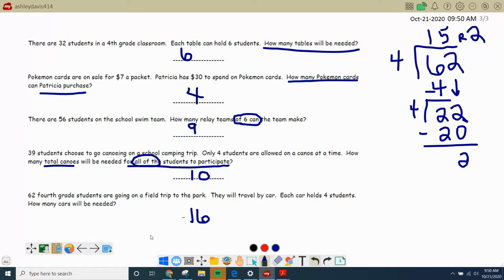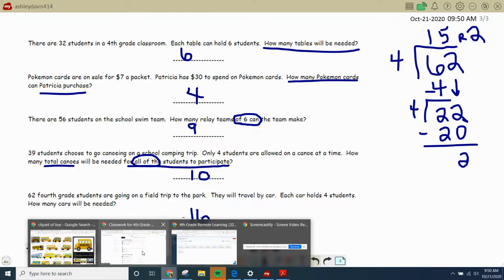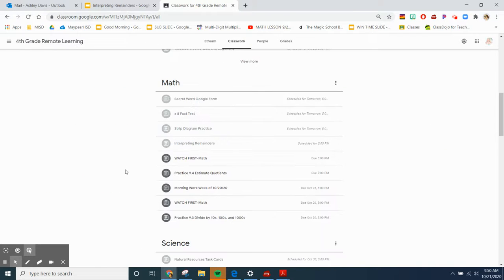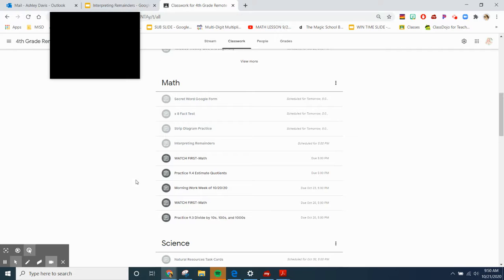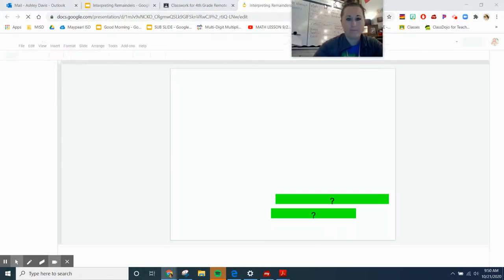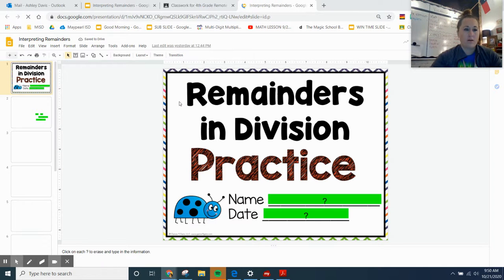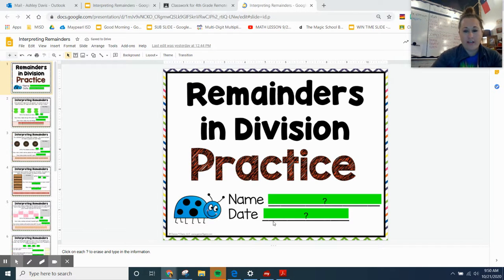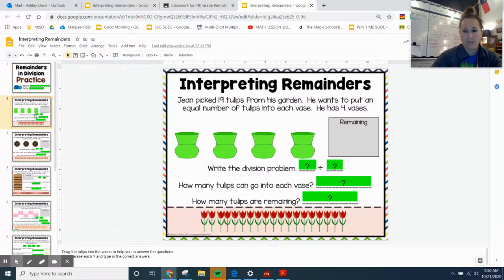Okay, so let's talk about your work for today. You have an assignment that's called Interpreting Remainders. Okay, it's a Google Slides assignment. All right, each green box is a text box to type in.